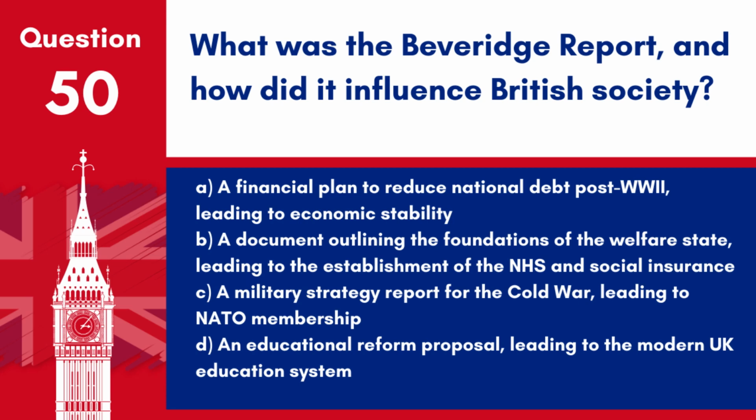Question 50. What was the Beveridge Report, and how did it influence British society? A. A financial plan to reduce national debt post-World War II, leading to economic stability. B. A document outlining the foundations of the welfare state, leading to the establishment of the NHS and social insurance. C. A military strategy report for the Cold War, leading to NATO membership. D. An educational reform proposal, leading to the modern UK education system. Answer: B. The Beveridge Report, published in 1942, outlined proposals for a new social insurance system and the foundations of what would become the welfare state, including the NHS.